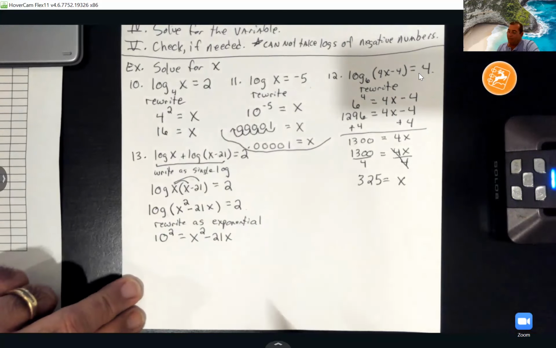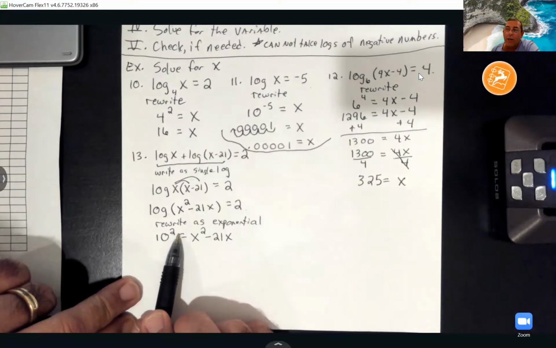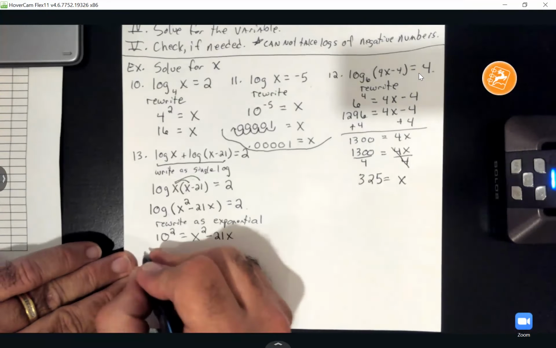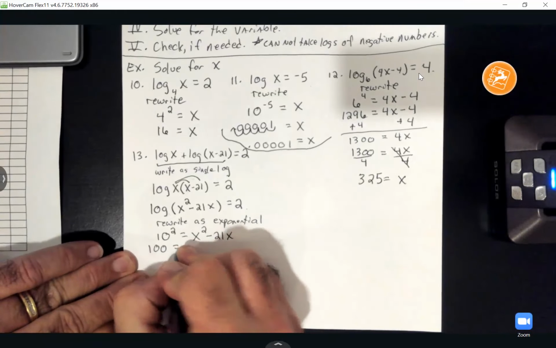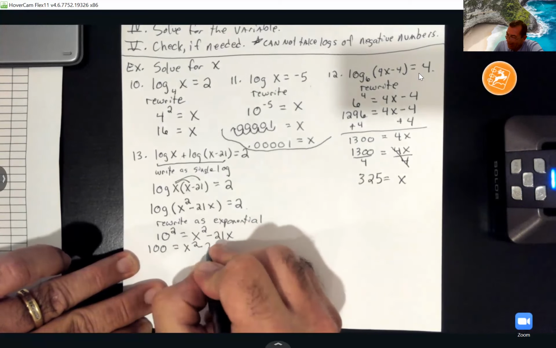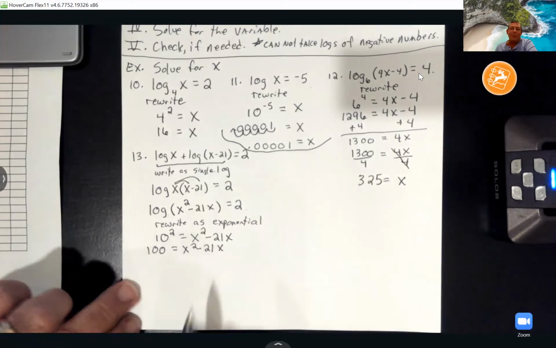All righty, y'all. What does 10 squared equal? And if y'all say 20, you're out. 100. And 100? I think you're fixed on those, huh? So my 100 equals my x squared minus 21x.